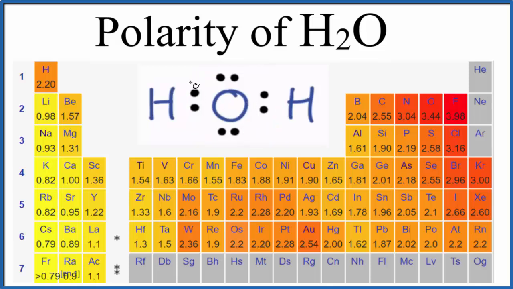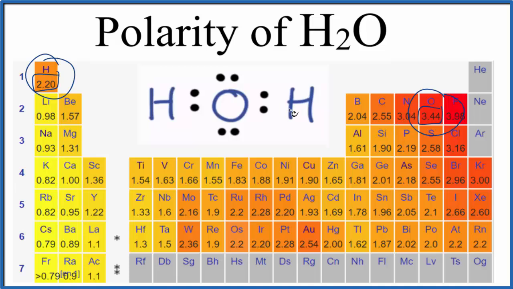But these electrons, the ones between atoms, the chemical bonds, they're not shared equally. And because of that, water's a polar molecule. If we look at the periodic table, we see right here is hydrogen, 2.20. Oxygen, 3.44. So these are electronegativity values on this periodic table. That's a difference of 1.24.